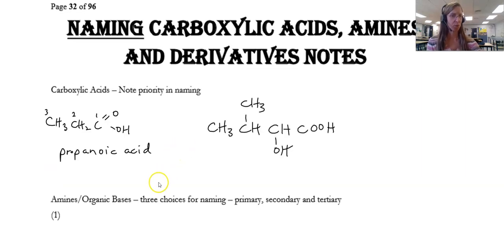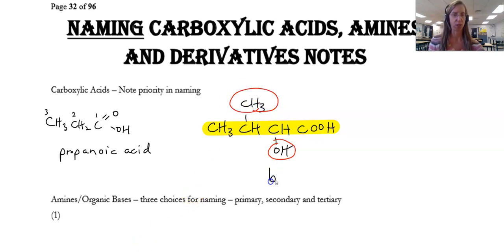So maybe I'll do one more example. Here's a slightly more complicated example. The longest continuous chain of carbons is 4 carbons long. And then we have 2 side groups. We have an alcohol group on the side and a methyl group on the side. So for the main chain, that is butanoic acid. The word acid is part of the name. You do need to include it.